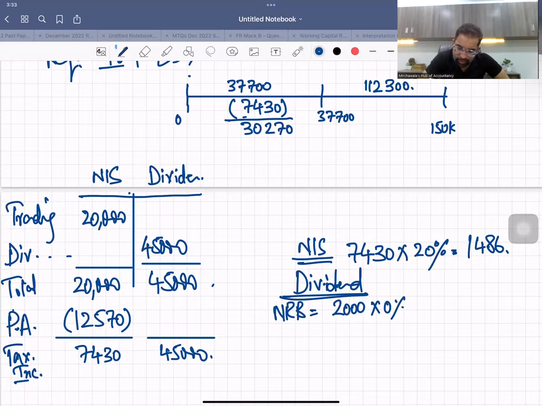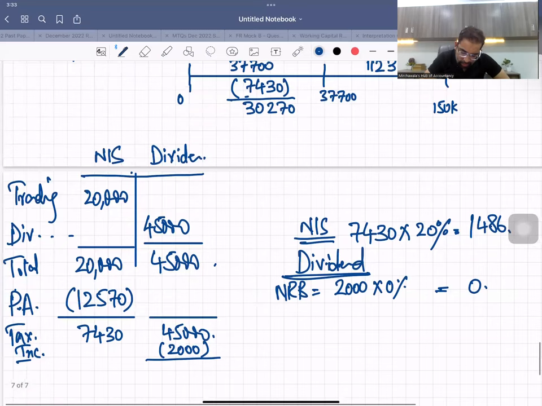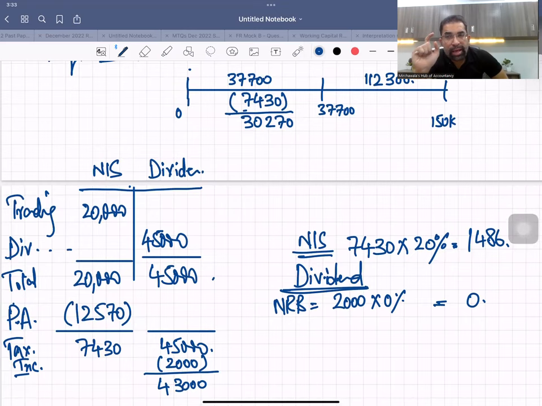And now out of this 45,000, you have just calculated tax on 2000. So how much is left? 43,000 dividend income is still left. Now, one more famous dialogue I told you. Yes, NRB has a rate of 0%, but yes, NRB consumes your band.